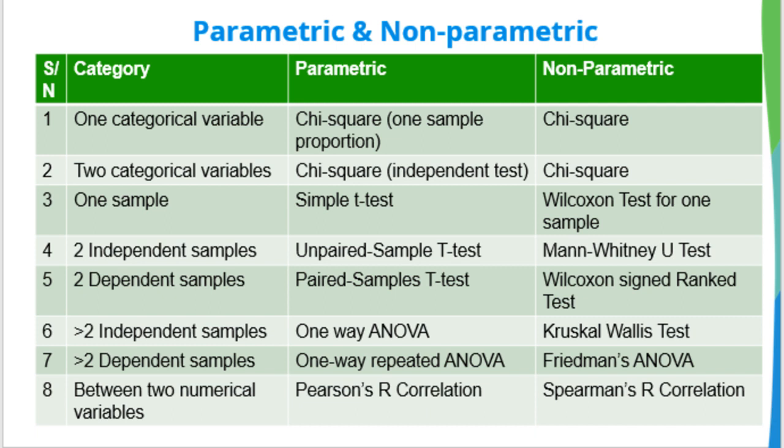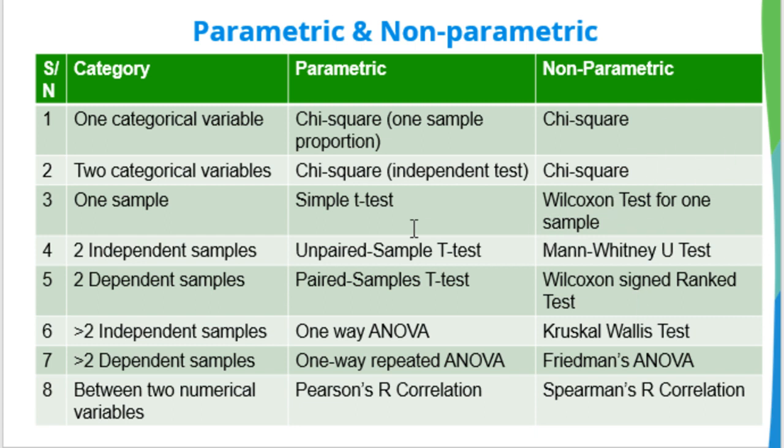And you have the one sample t-test. When you have one sample, you can use a one-sample t-test. If you have two independent samples, you can use the unpaired t-test. If you have two dependent samples, we have the paired sample t-test. If you have more than two independent samples, we have what they call one-way ANOVA. If you have more than two dependent samples, we do one-way repeated measures ANOVA. And between two numerical variables, we can do Pearson correlation. The same thing follows for non-parametric tests, as counterparts of the parametric ones.